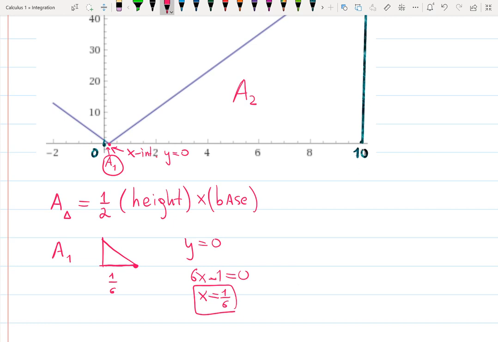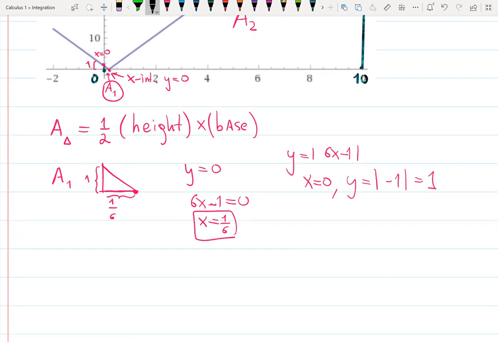What is the height? Well, the height is actually the y-intercept, so x is 0. When x is 0, this point is -1 or 1. Well, we're working with y equals absolute value of 6x minus 1. So when x is 0, y is the absolute value of -1. That's 1. So the height over here is 1.